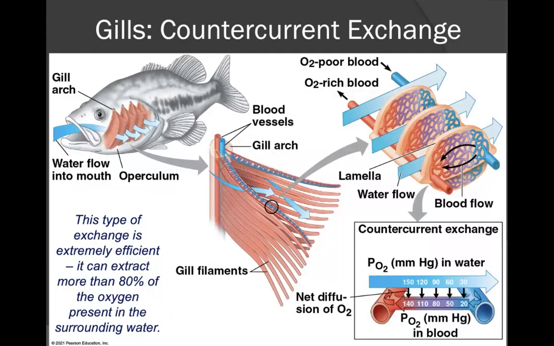Take a look at this diagram below to understand the process of countercurrent exchange in gills. This type of exchange, having the blood and the water flow in opposite directions, is extremely efficient. It can extract more than 80% of the oxygen that is present in the surrounding water.